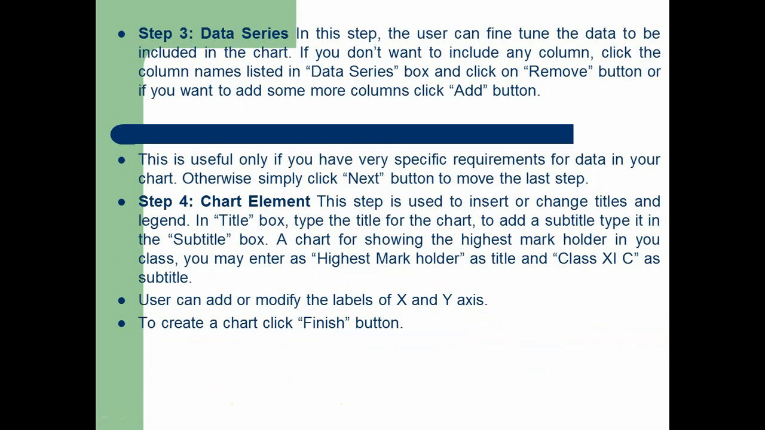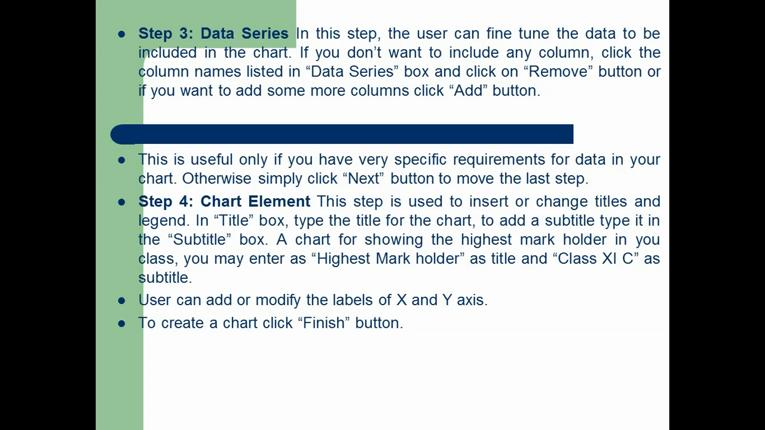Click the Next button to move to the third step. Now in the third step we are going to see how to tune the data to be included in the chart. If you don't want to include any column, click the column names listed in the data series box and click the remove button. If you want to add some more columns, click the add button. By using the remove and add buttons in the third step, you can add an additional column to the chart, or remove an existing column from the chart, and click the Next button.